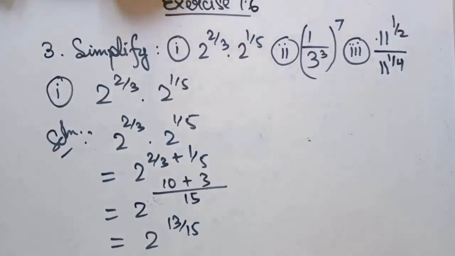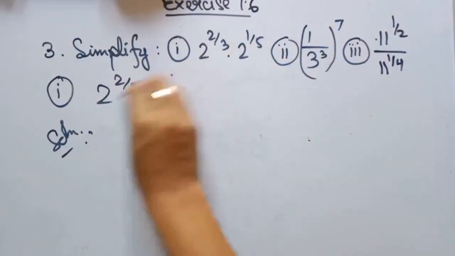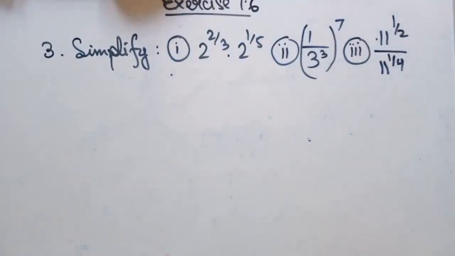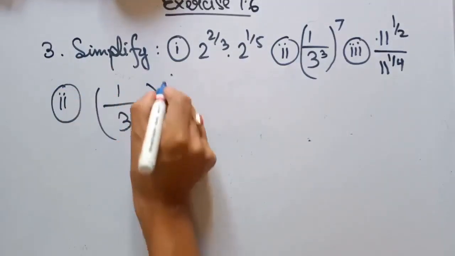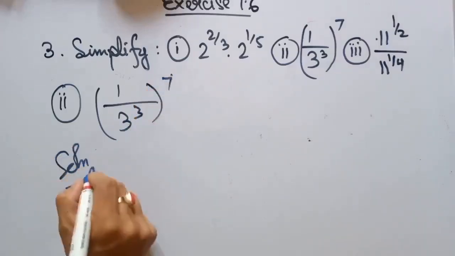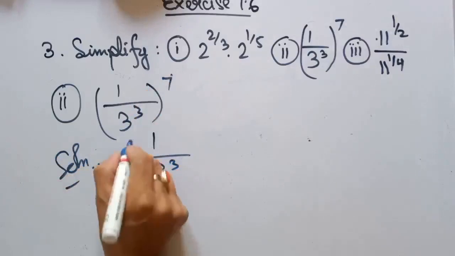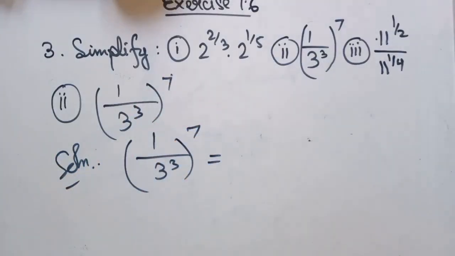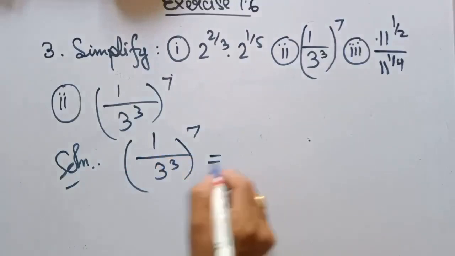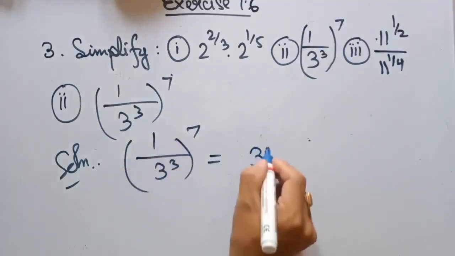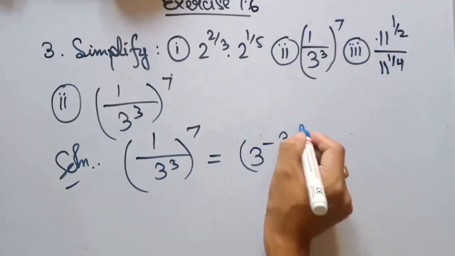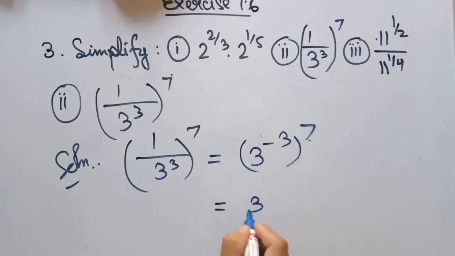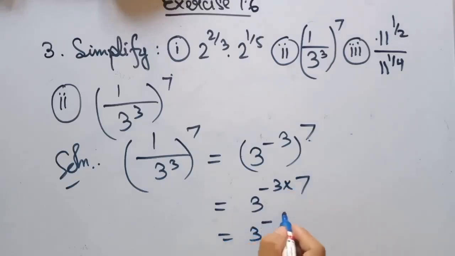Next, Roman number 2. Solution: here the number inside the bracket can be written as 3 to the power 1 by 3 to the power minus 3, to the power 7. This is equal to 3 to the power minus 3 into 7, equal to 3 to the power minus 21.